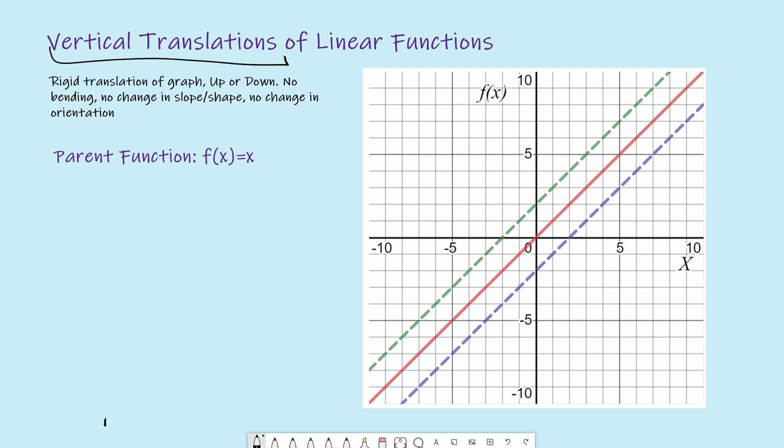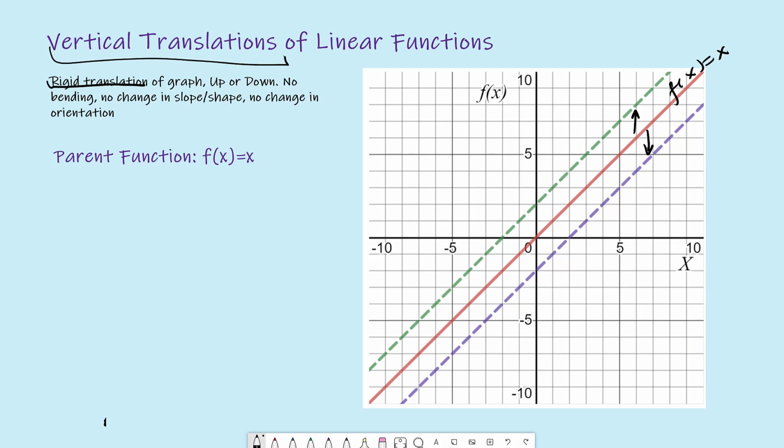And again, I'll start with a very general form so that if you have to apply this to a different type of function, you will know how to do this. So what is a vertical translation? When I say translation, I mean a rigid translation. That is, we move the graph of the function. In this case, f of x equals x is our parent function. It means that I will move it rigidly without bending, without changing slope or shape, no change in orientation. I'm going to move it either up or down by a specific amount.